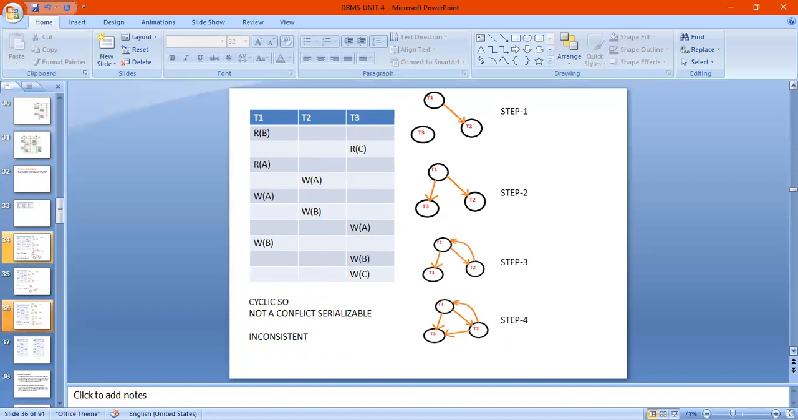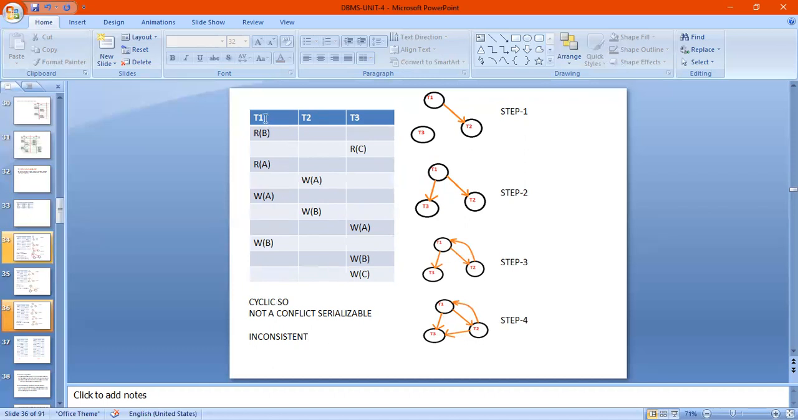Here again, the different states and different conditions. What we are seeing with the help of this pictorial representation: transaction T1 goes to T2 in step one, and in step two, T1 goes to T3. T1 is again going to the state of T2, and T1 is going to T3. T1 is going to T2, and T2 is again going to T1. So a cycle is there. Again, T1 going to T3, T1 going to T2, and T2 going to T3 and also to T1. That is step 4. It is cyclic, so it is not conflict serializable, it is inconsistent.